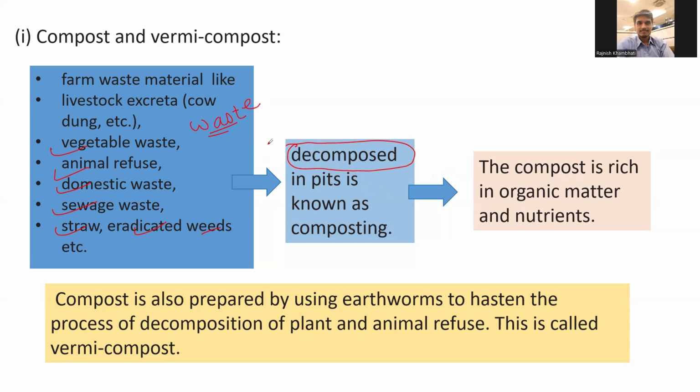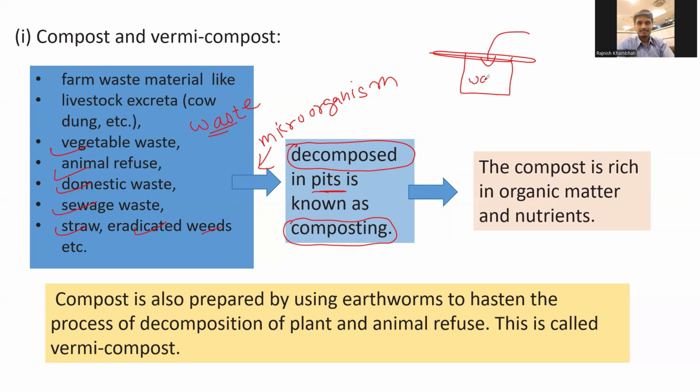And who will do this decomposition? Microorganisms like bacteria and fungus. So microorganisms will do the decomposition of this waste material, and this process occurs in pits, known as composting. What is a pit? Like this is a soil, for example. In that soil, we will make a pit, and then we will dump all the waste material. This waste material will undergo decomposition with the help of microorganisms. In the end, it will turn into manure, and this manure is known as compost, or simple manure.